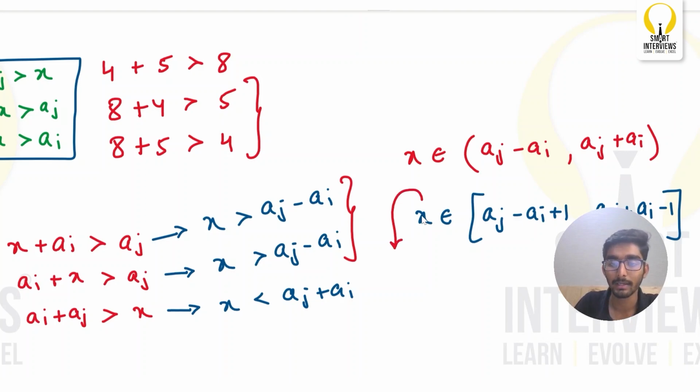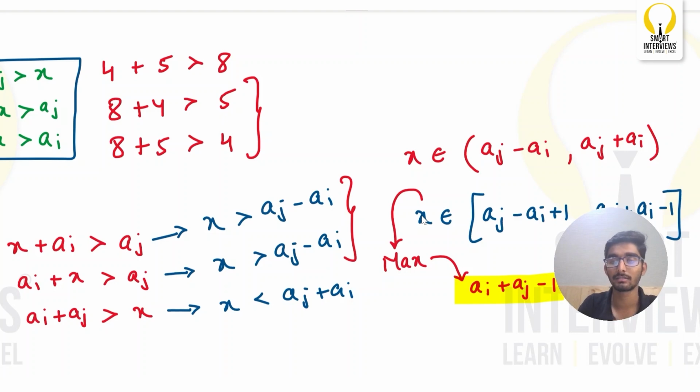Now what is our objective? We want to find the maximum value of x possible at the end. So to get the maximum value at the end, I also need to get the maximum value at this instance. So what is the maximum value I can pick from this? It is this. The maximum value we can pick is ai plus aj minus 1, right?